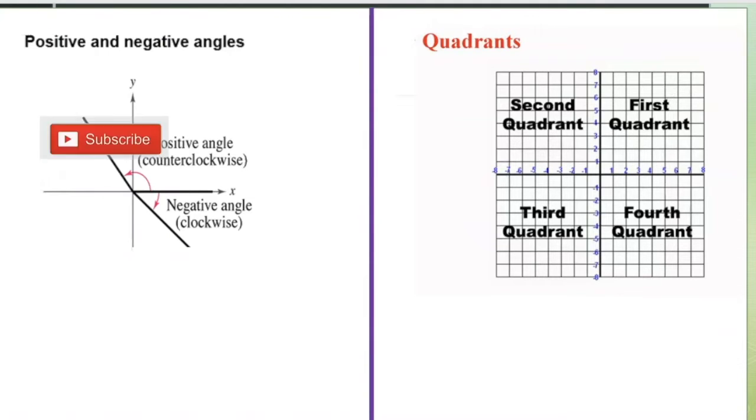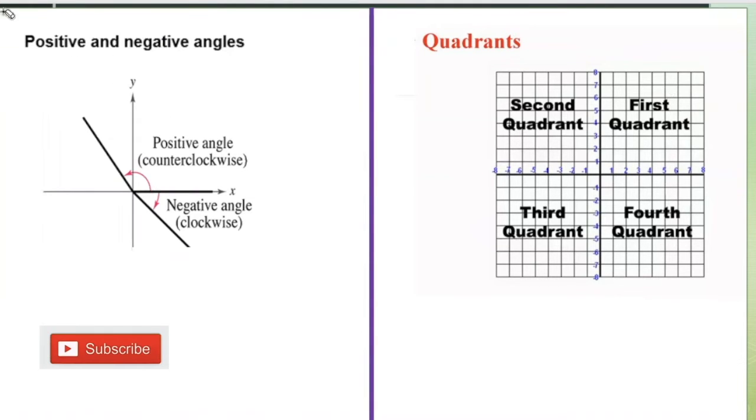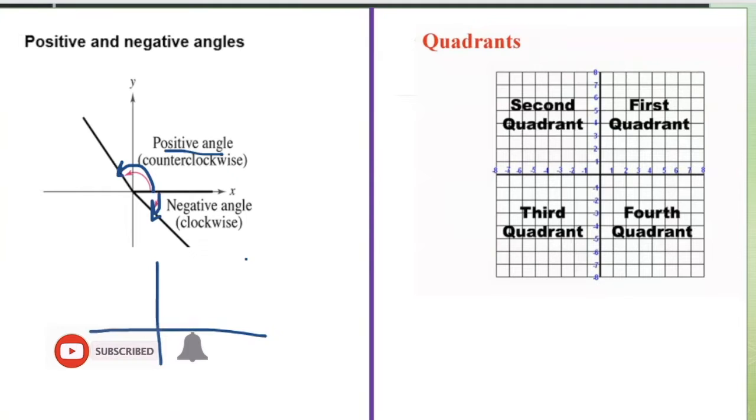Positive and negative angles. When we talk about positive or negative angles, we talk about the direction. Once it's positive, we go counterclockwise, but if it's a negative angle, we go clockwise. So it's all about my direction. Let's look at some examples. If I talk about 30 degrees, it's telling me that it's positive and I'm going in a counterclockwise direction.